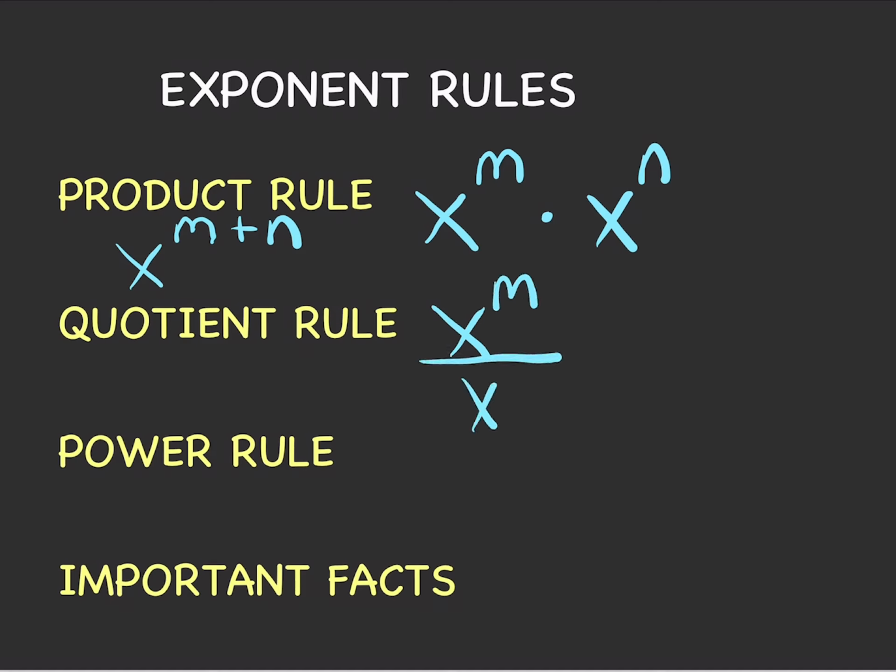Quotient rule is when we're dividing. So let's say we have x to the m over x to the n. We're going to subtract the exponents. So all that means is you're going to take the top exponent minus the bottom exponent. You're only going to write x once.